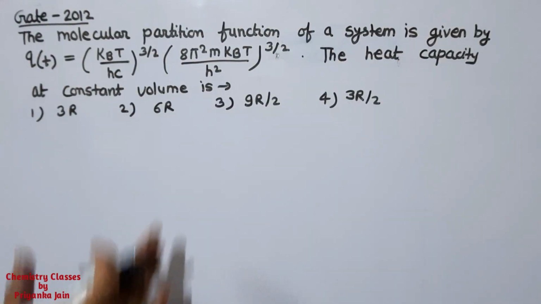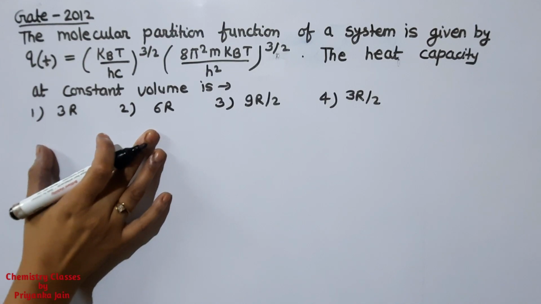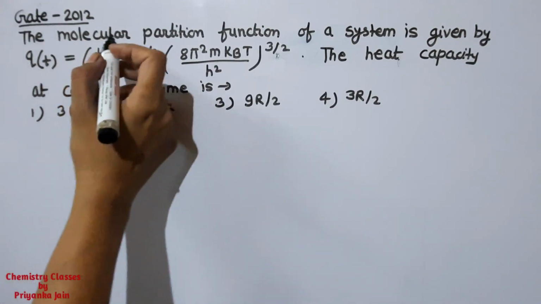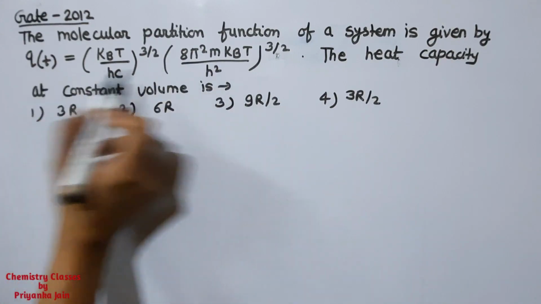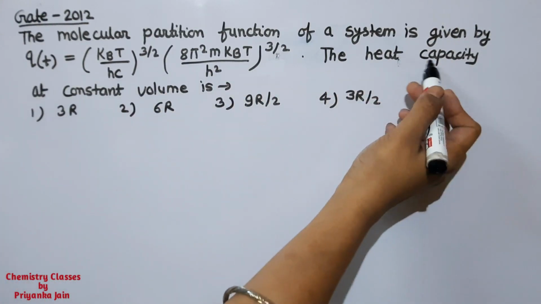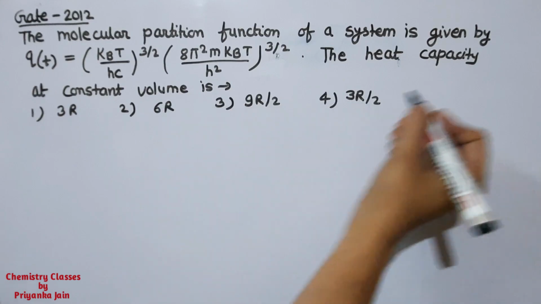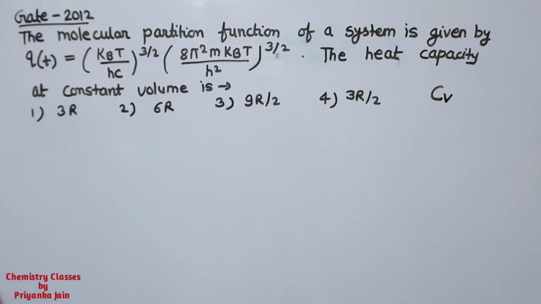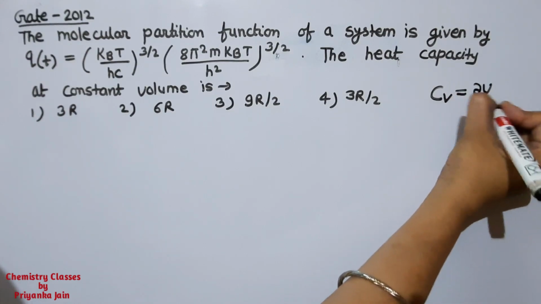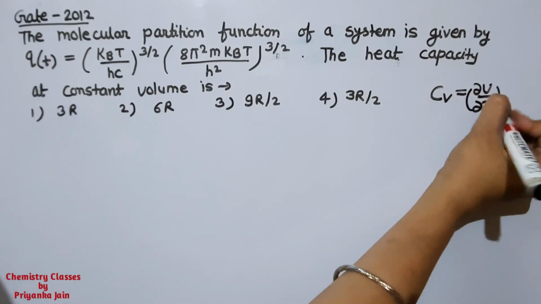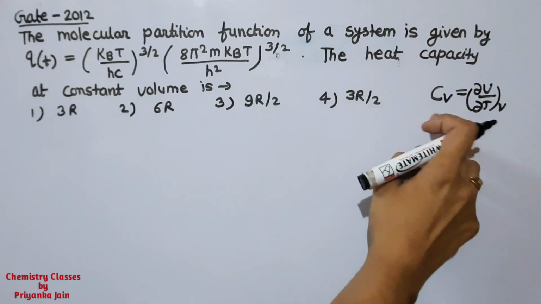Now see this question from GATE 2012's question paper. The question is: the molecular partition function of a system is given by this partition function, and we have to find out the heat capacity at constant volume. It means we have to find out Cv, and we know this is equal to del U upon del T at constant volume. This thing we have to find out.